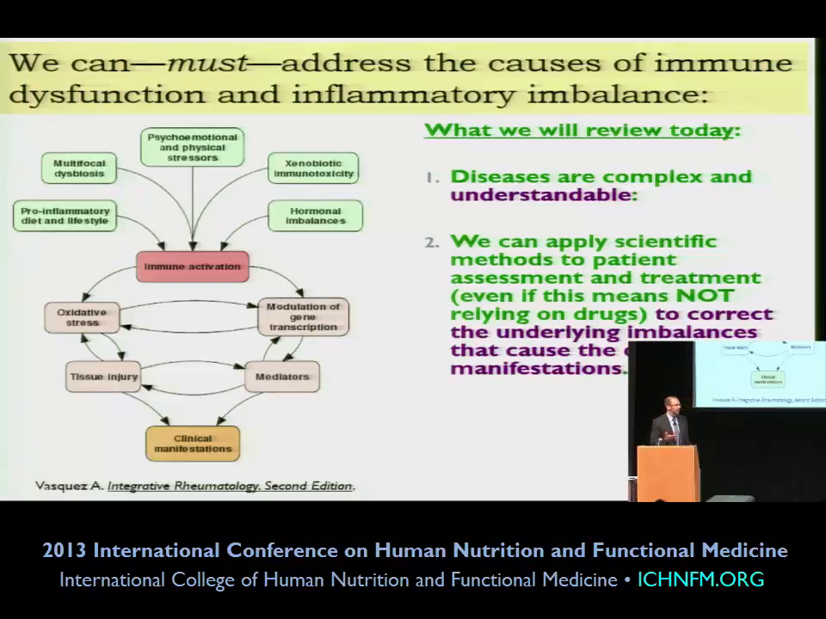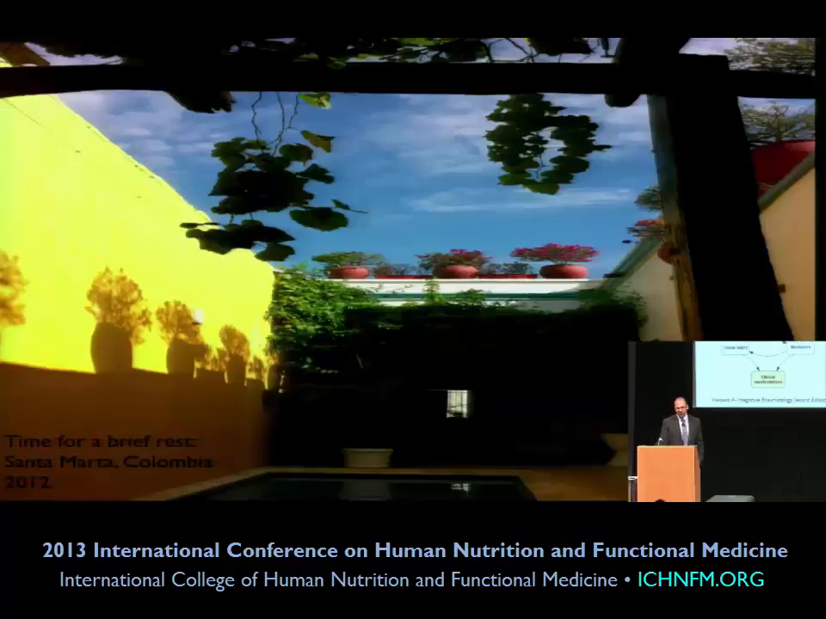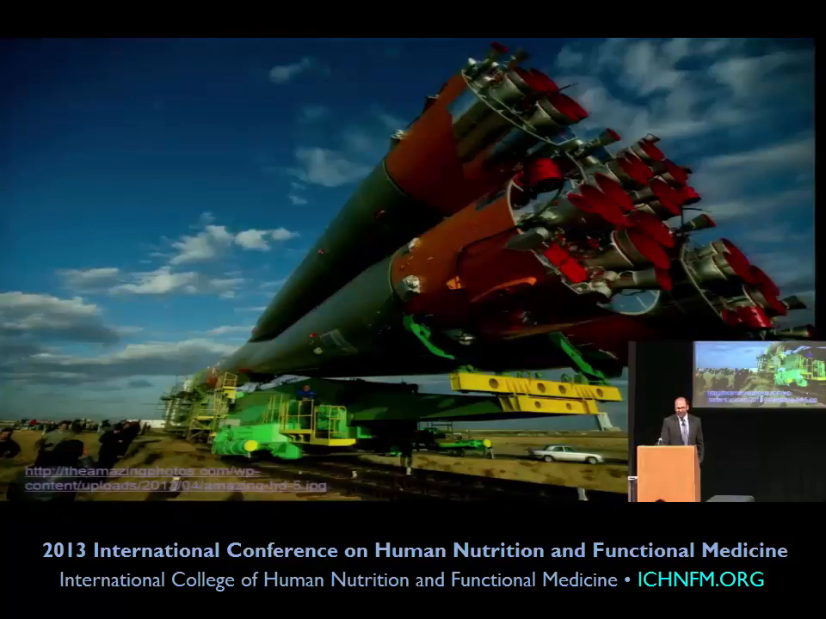So diseases are understandable as opposed to idiopathic. Rather than relying on drugs, we can correct these fundamental imbalances. And these patients do need a multifaceted approach. So this is a diagram which you have on the cover of your notebook. And you have the updated version. This actually came from a textbook I wrote back in 2006 called Integrative Rheumatology. And at that time, I had 5 components that I thought were leading to immune activation. Since then, of course, I've added 2 for a total of 7. We're going to go through and introduce those right now.